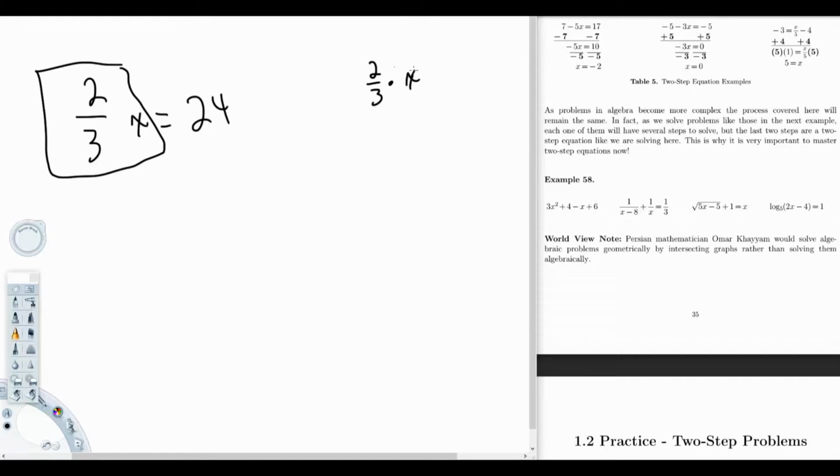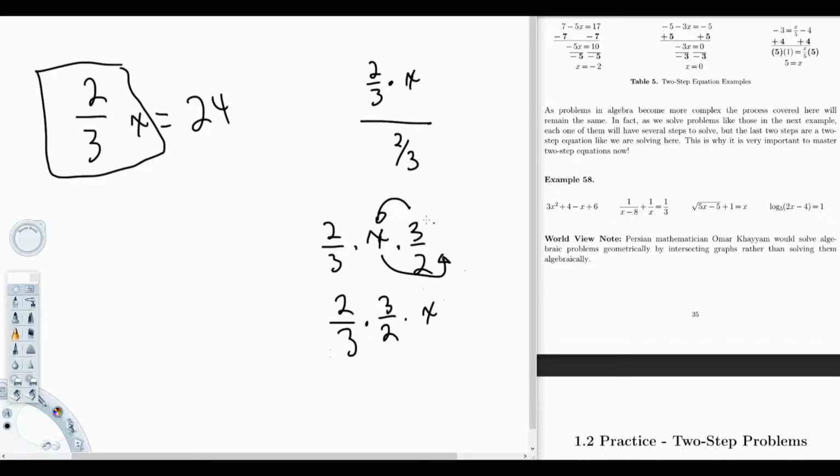Let's just rewrite this problem so we can understand it. So if I divide by the same number, what is that really saying? Well, 2 over 3 times x times... Anytime you divide by a fraction, you have to multiply by its inverse, 3 over 2. Now let's look at this even closer. 2 over 3 times 3 over 2 times x. All I did was take this and bring it here. You can do that in multiplication. You can change the order if it's only multiplication.